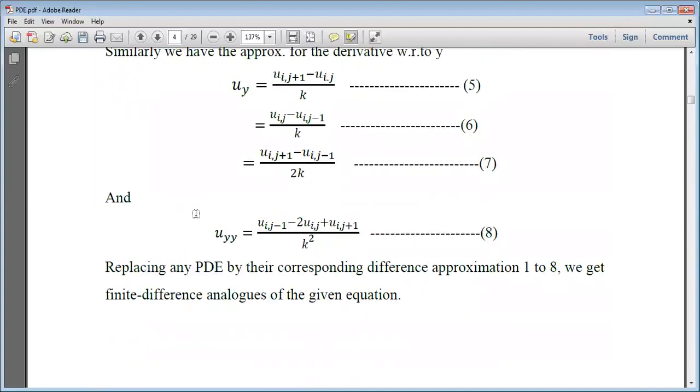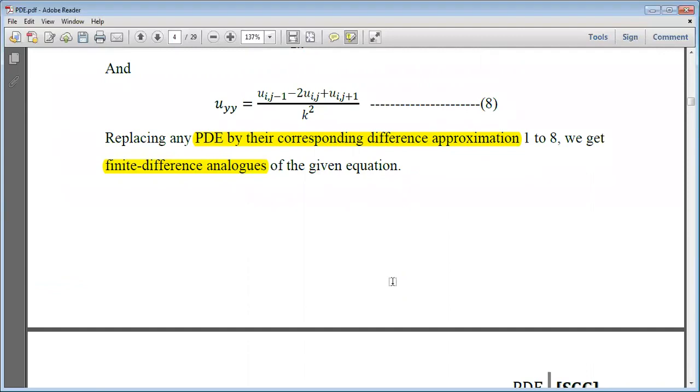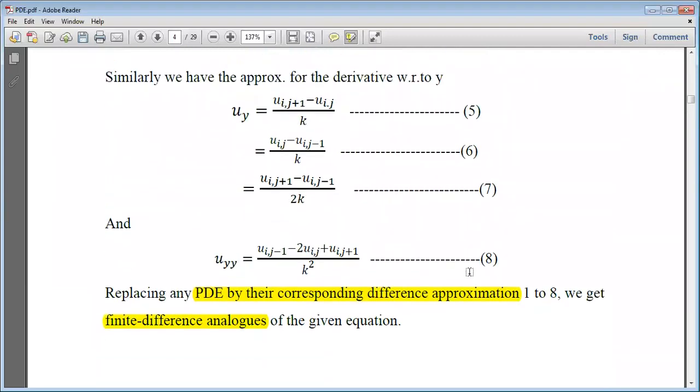We can have the relation for ∂²u/∂y², u_yy, that is [u(i, j−1) − 2u(i, j) + u(i, j+1)]/k². That is equation number 8. So replacing any partial differential equation by its corresponding approximation using equations number 1 to 8, we get a finite difference analogy of the given partial differential equation. Okay, so this is the basic of the finite difference method.